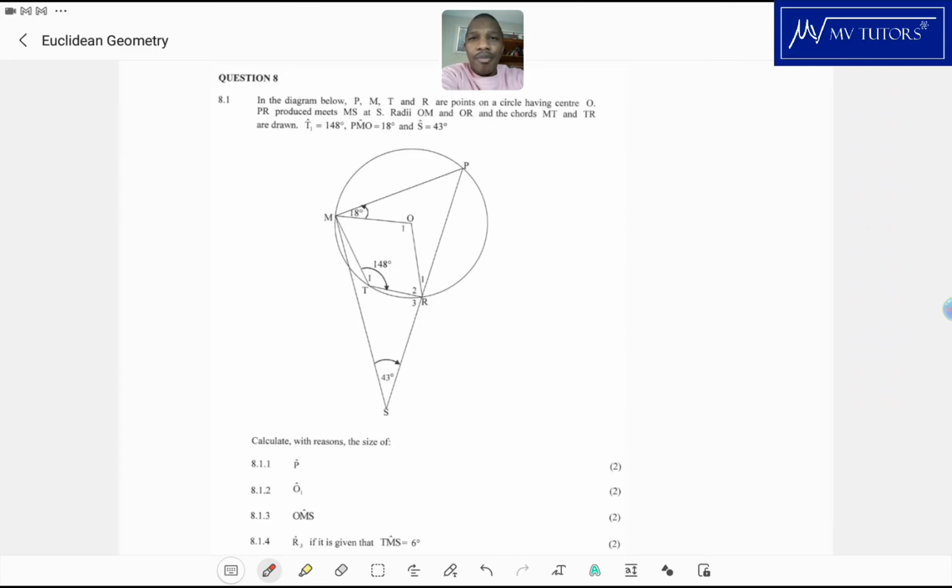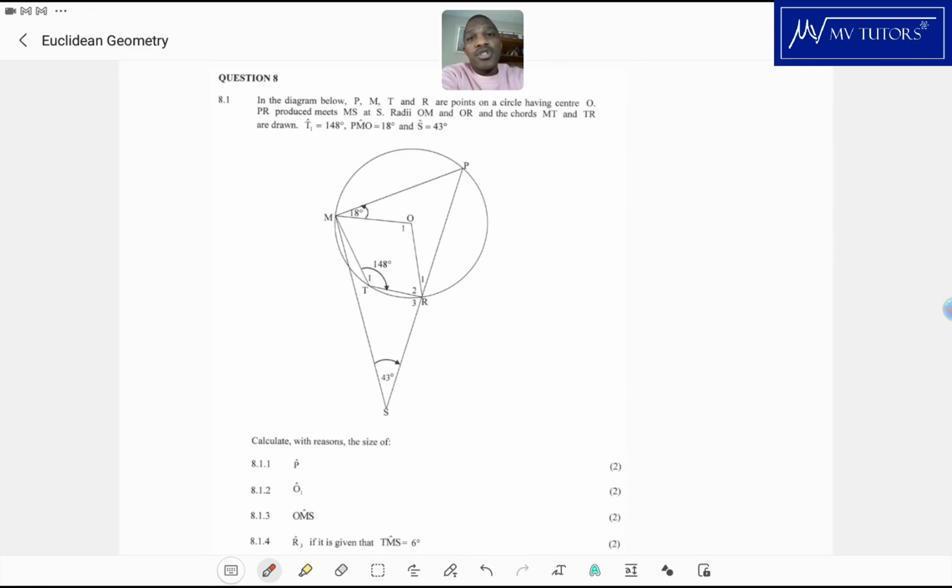Now, that was all the theory, or the principles, that you needed to answer this question. Let's try and apply what we've just learned. It says, in the diagram below, P, M, T, and R. I encourage you to actually find these as you read. Where is P? I find it there. M is there. T, where's T? T is there, and R. Okay, it looks like they form a cyclic quad, points on a circle having center O. Now that's important. They tell us that we have a center.